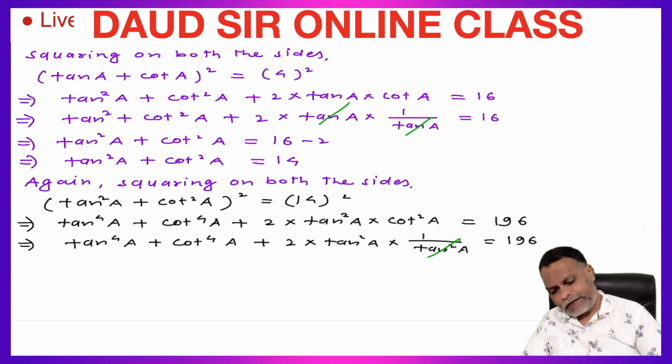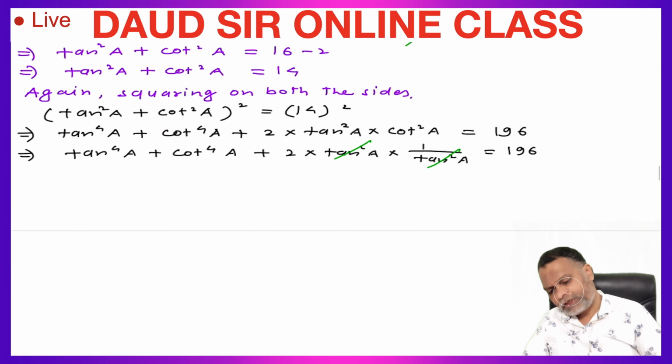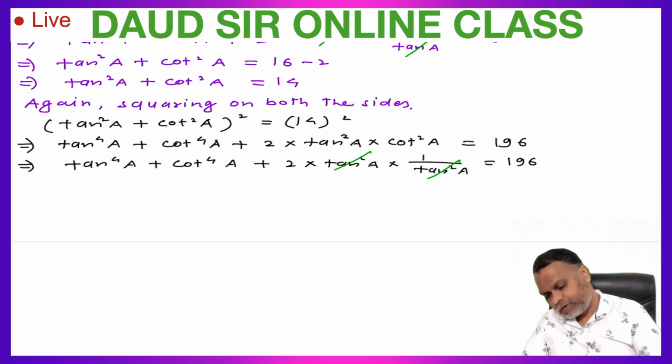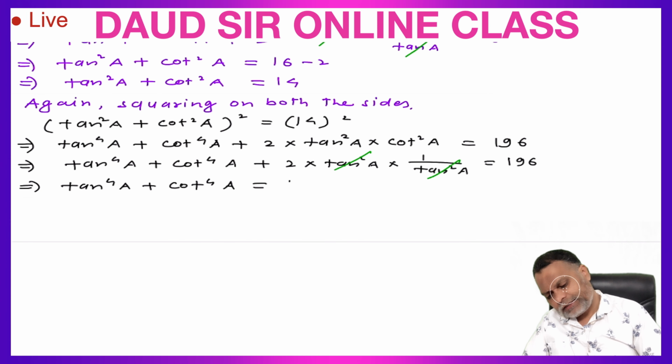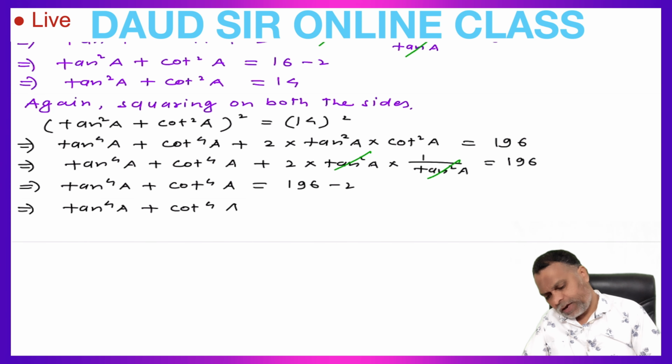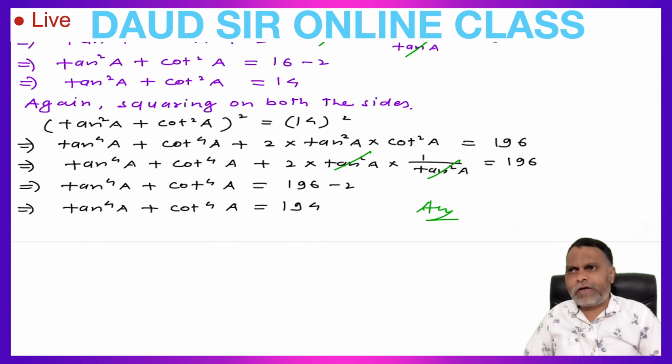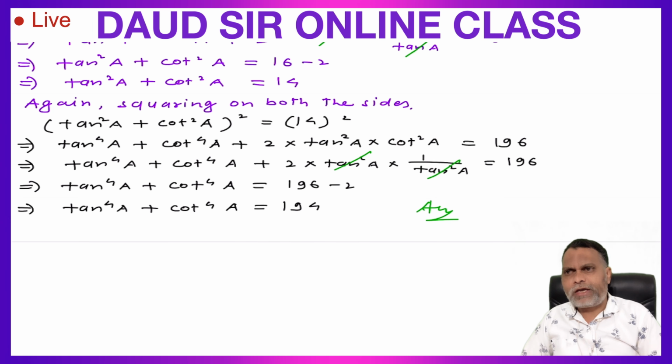This tan square A cancels, 2 left. Shift this to that side. So finally tan raised to the power 4A plus cot raised to the power 4A is equal to 196 minus 2, which implies it is equal to 194. This is the required value of tan raised to the power 4A plus cot raised to the power 4A.